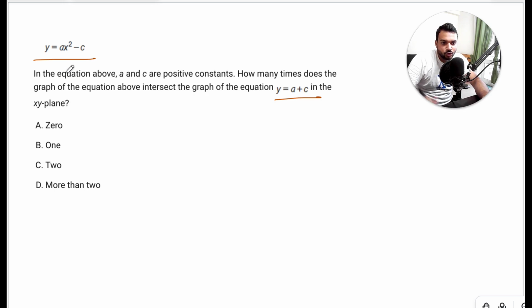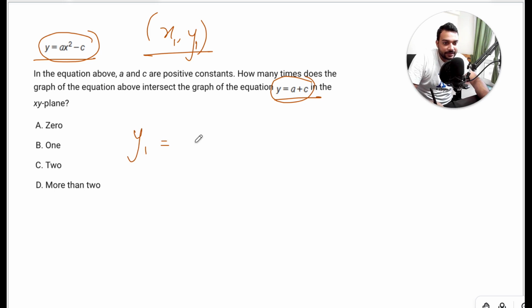Okay, to intersect, they must meet at a common point where the x and y would be the same for both the functions. Let's say they meet at point x1 and y1. Let's say they intersect. How do we find that? Both the equations would be satisfied, like this x1 comma y1 will satisfy both these equations. So y1 is equal to ax1 squared minus c, and y1 is equal to a plus c.